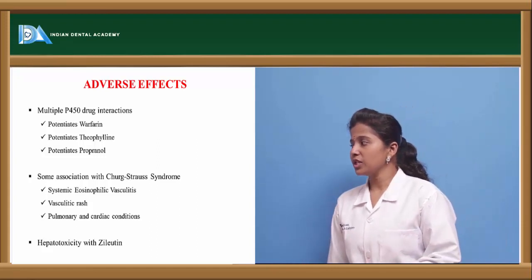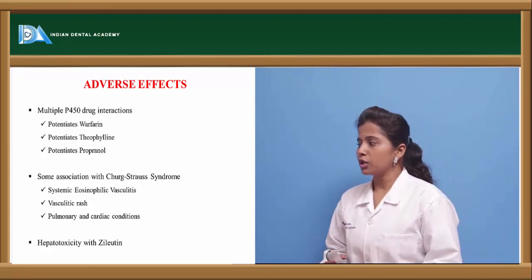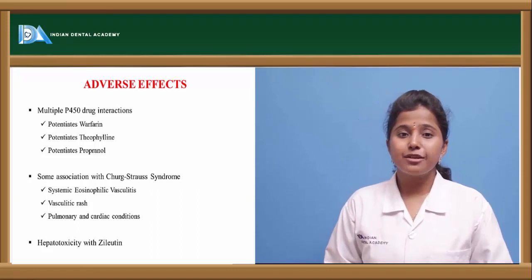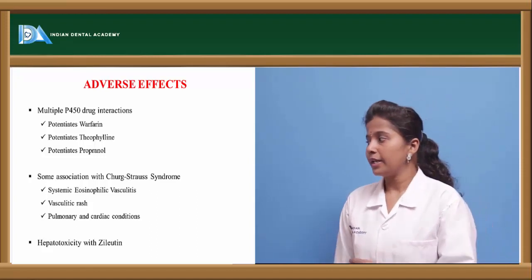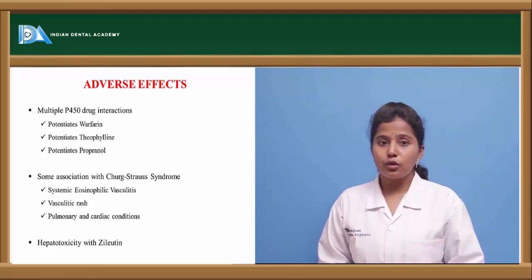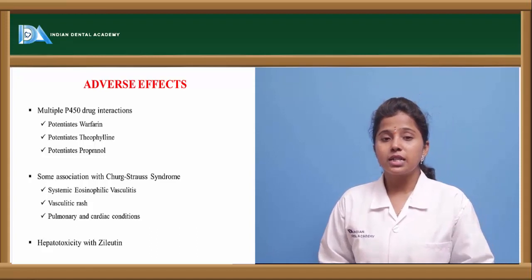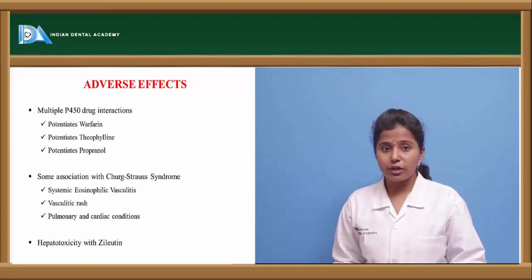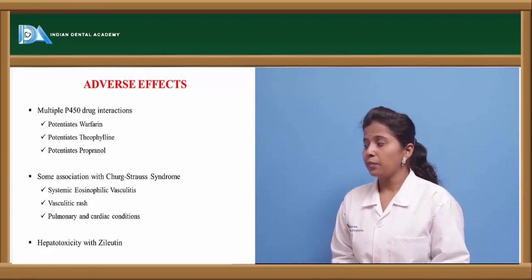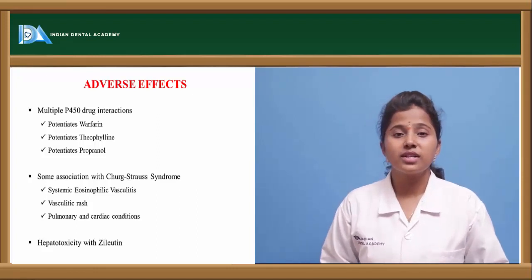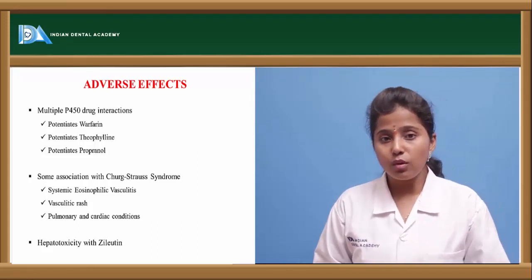And there is some association with a syndrome called Churg-Strauss syndrome. This syndrome is specially associated with the endothelial tissue. If the leukotrienes are released in excessive amount, this syndrome is potentiated, where it causes vascular rashes, and pulmonary and cardiac conditions are worsened because of the vasoconstriction.